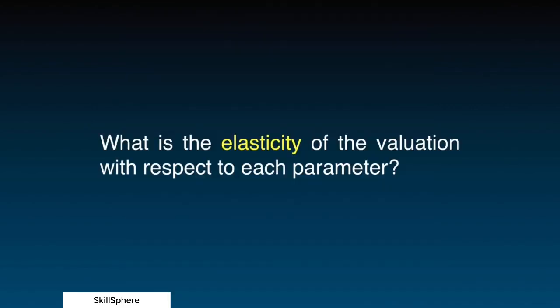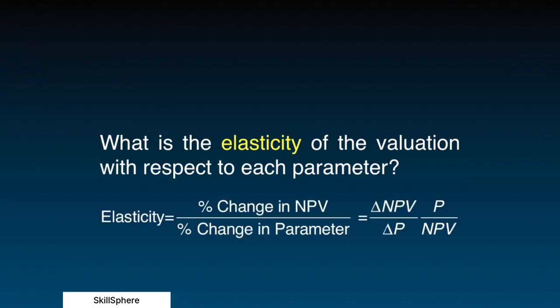So what is the elasticity of the valuation with respect to each parameter? It's similar to what we did, but it puts a little bit more structure on the changes in the parameter, so we can compare the sensitivity of the valuation to different parameters a little bit more sensibly. So what is the elasticity? Well, it's just defined as the percentage change in the NPV divided by the percentage change in the parameter. Or delta, remember this is nothing more than change. The change in the NPV divided by the change in the parameter times the ratio of the parameter to the NPV.